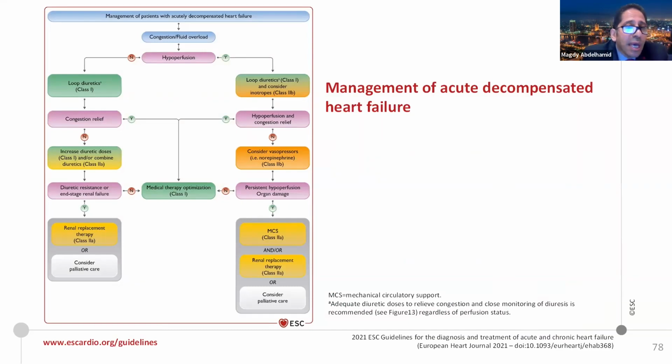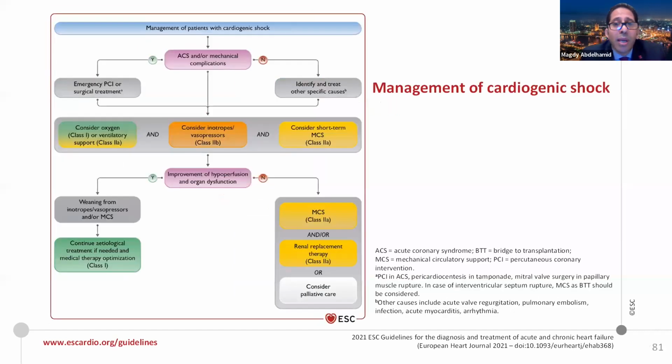increase diuretic doses, and/or combine diuretics like metolazone. And in patients who have diuretic resistance or end-stage renal failure, renal replacement therapy can be added. And in patients having hypoperfusion, in addition to the use of loop diuretics to relieve congestion, inotropes are considered, a class 2B recommendation. And if the patients are still hypoperfused, vasopressors like norepinephrine are a class 2B recommendation. Persistent hypoperfusion and organ damage necessitate the use of device therapy, mechanical circulatory support, which is a class 2A recommendation. Renal replacement therapy is a class 2A recommendation as well.